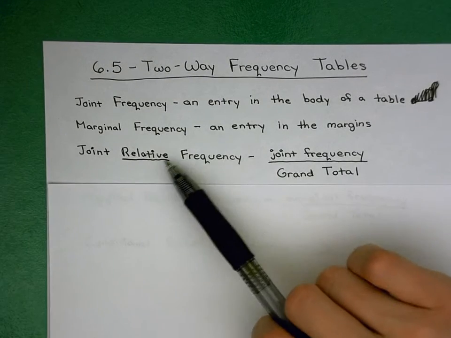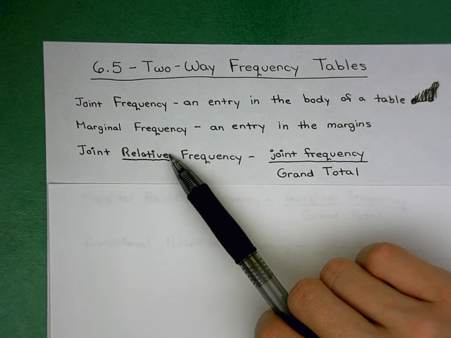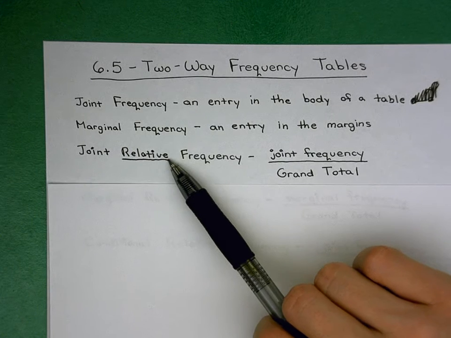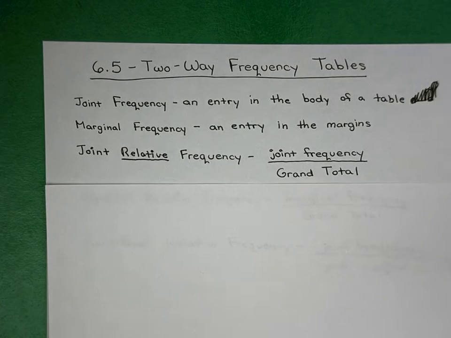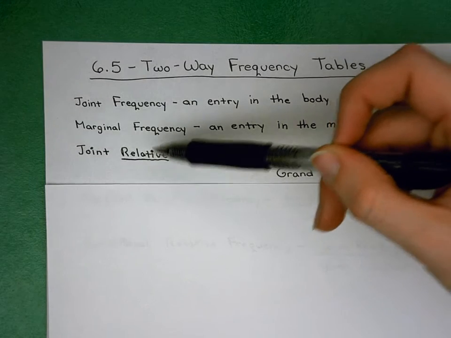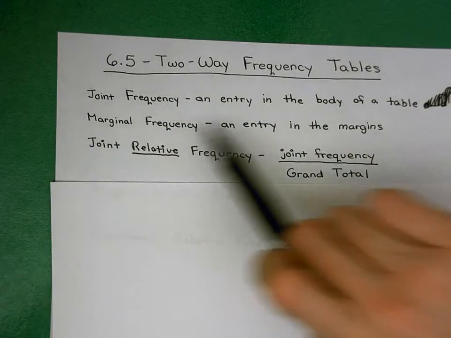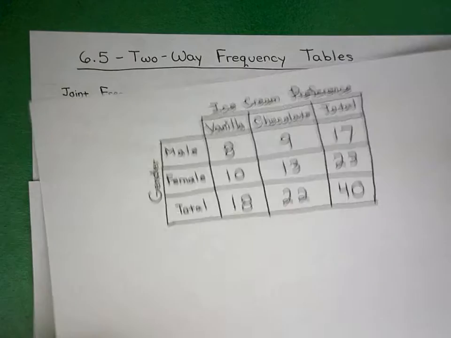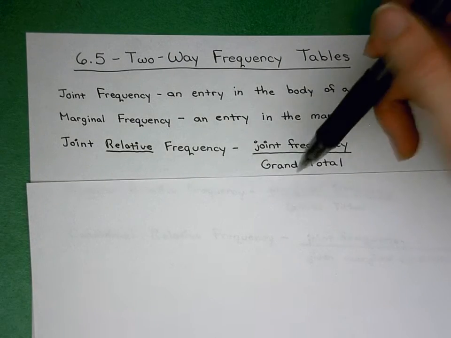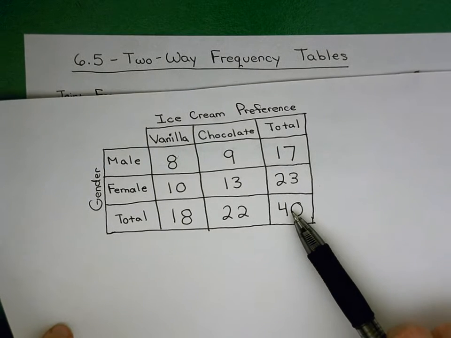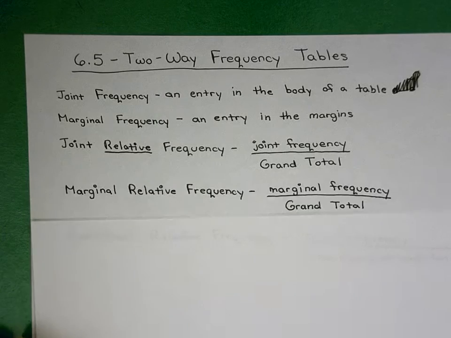Joint relative frequency, now we're thinking about a relative. Your cousin, your grandmother, your grandfather, something like that. There's some sort of relationship occurring, some sort of interaction between you and that person, that relative. So there's a relationship occurring here, and that relationship is between the joint frequency, remember, the entry in the body of a table, so the 8. It's 8, the joint frequency, divided by the grand total. Again, the grand total is down here in this corner. So 40.